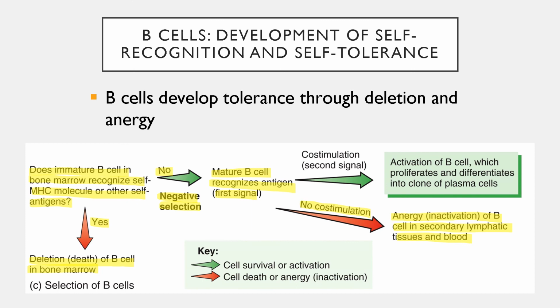If it encounters an antigen that is associated with an APC and we get the necessary co-stimulation, that second signal, the B cell becomes activated and is going to proliferate and differentiate, otherwise known as that clonal selection, and is going to clone into plasma cells.